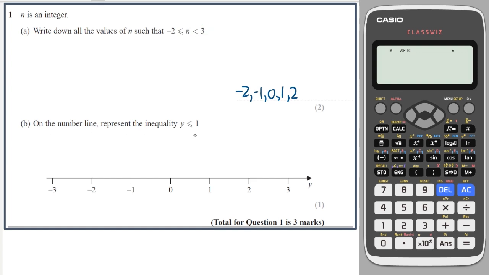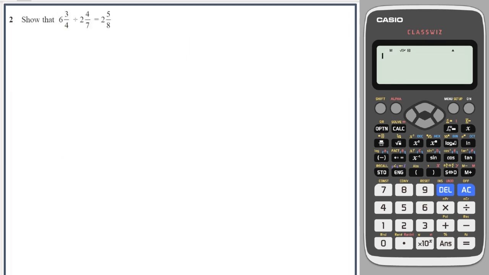On the number line, represent y less than or equal to 1. So draw a circle at 1. We want less than, so we go this way with an arrow. And because it could also equal 1, it means that we shade in this dot right here.